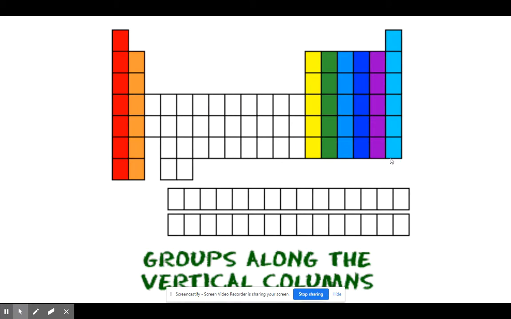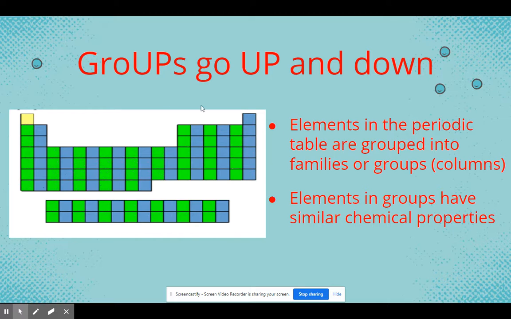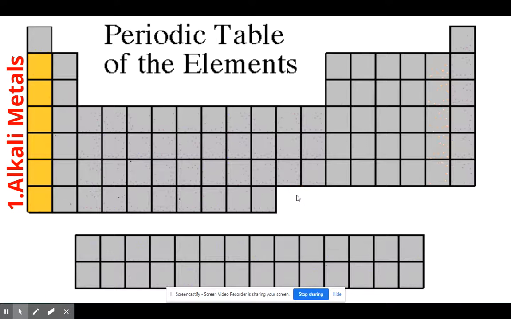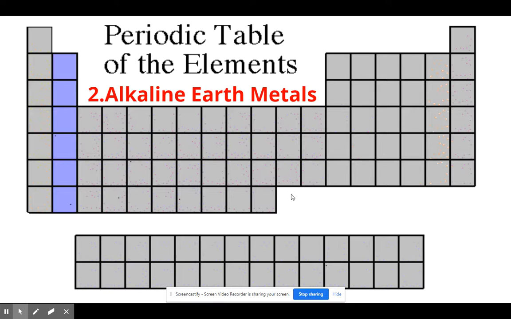So groups go along the vertical columns. They go up and down because there's the word up in groups. They're called families or groups of elements, and they have similar chemical properties, and that's why they're in the groups. So please write these down in your notebook. Group 1 is the alkali metals. Notice hydrogen is not one of the alkali metals. Please write that group 1 is the alkali metals, and group 2 are the alkaline earth.